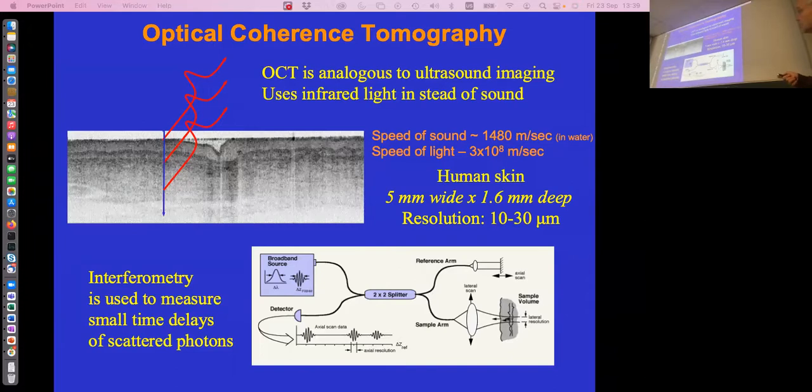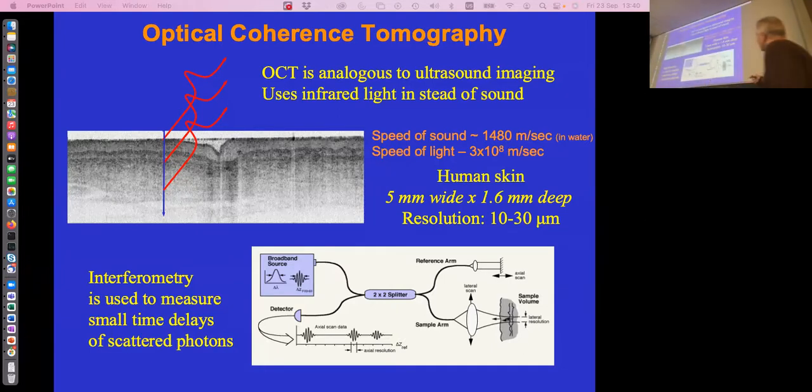In ultrasound, you send in a sound wave, and if you would do the same with light, you would send in a very short light pulse. It's being backscattered by the tissue, you measure it with the detector, and from the time delay, you measure the depth from which the wave was reflected.